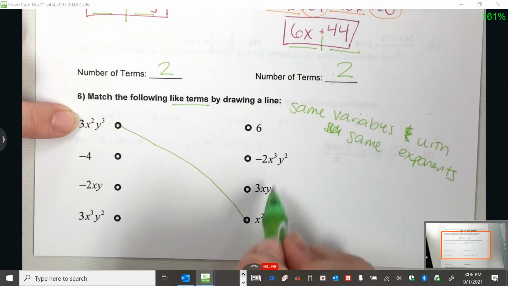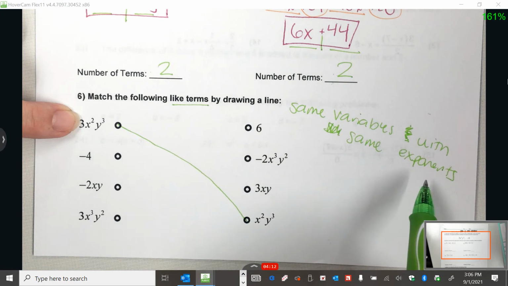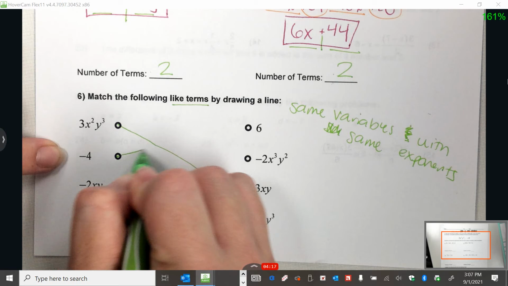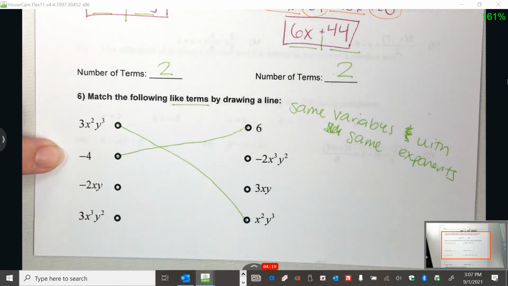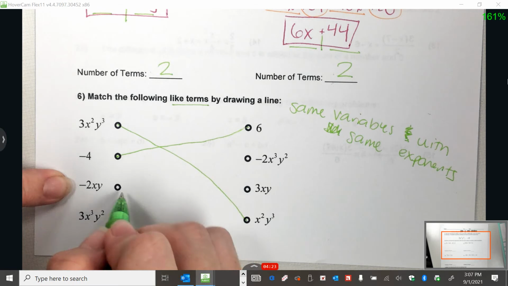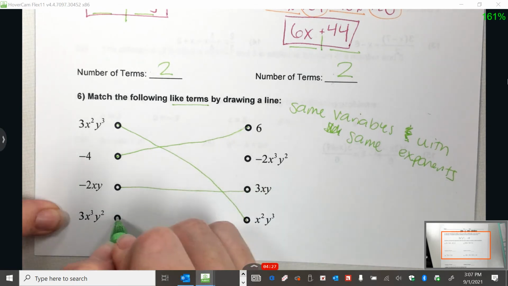Okay, this has an xy, this has an xy, but it has to have the same variables with the same exponents. So this has no variables. This one also has no variables. Ooh, thunder. Okay, this has just xy, no exponents. Just xy, no exponents. This has x cubed y squared, x cubed y squared.